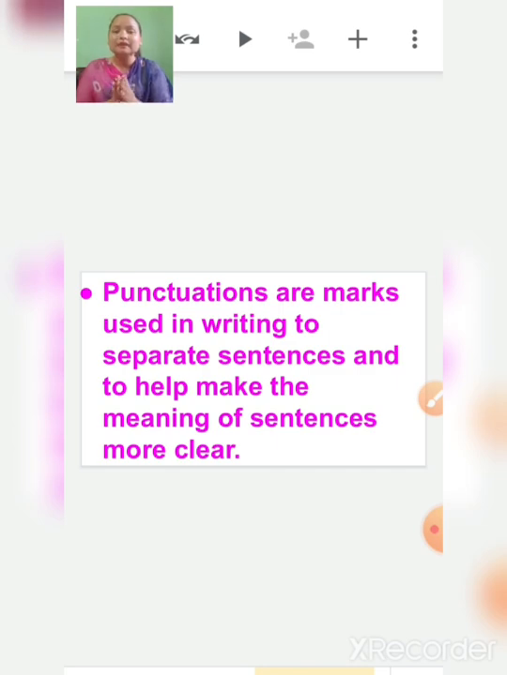to make the meaning more clear to the reader and to help make the meaning of sentences more clear. So punctuation marks construct the sentence so it becomes meaningful and clear to the reader. Punctuations are marks used in writing to separate sentences and to help make the meaning of sentences more clear.